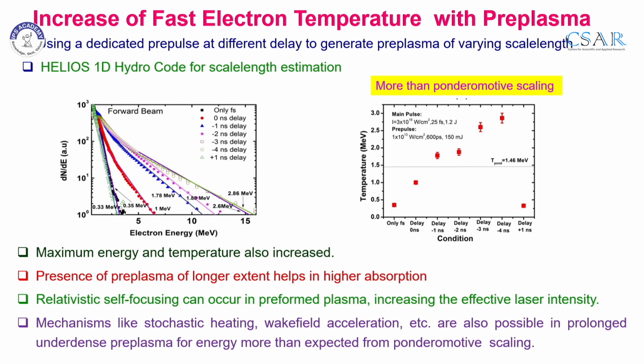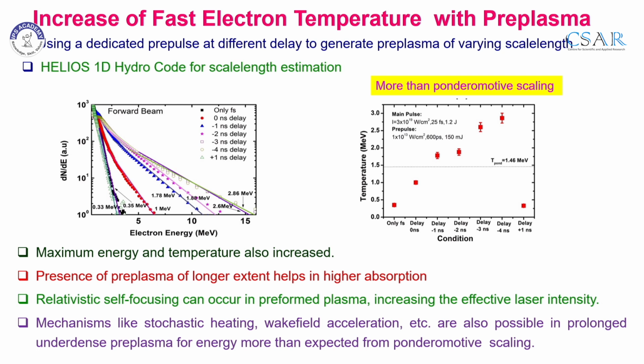And one explanation is that it is well known that the pre-plasma helps in increasing the absorption of the laser light, which is leading to this kind of behavior. We later probed further; there are other mechanisms, which I'm not showing in this presentation, that also start to operate, which we call stochastic heating. And in the presence of a longer pre-plasma, wave field acceleration can also occur, but for that the energy would become very high, so that was ruled out.